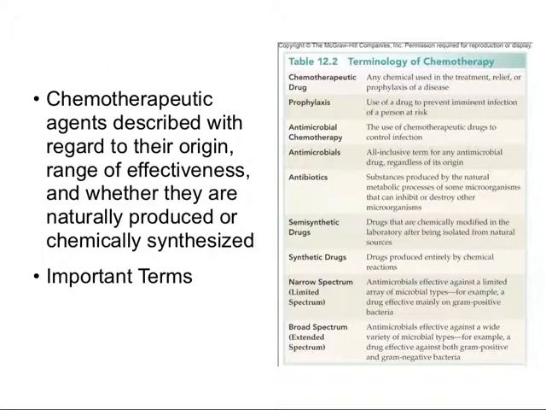We will be covering chemotherapeutic agents with regard to their origin, their range of effectiveness, and whether they are naturally produced or chemically synthesized. There are some important terminologies of chemotherapy in the table to the right that you should take a quick look at before we move on to the next section. In the following slides, we'll cover different types of antibiotic drugs. We'll look at their mechanisms of action and the types of microbes on which they are effective.